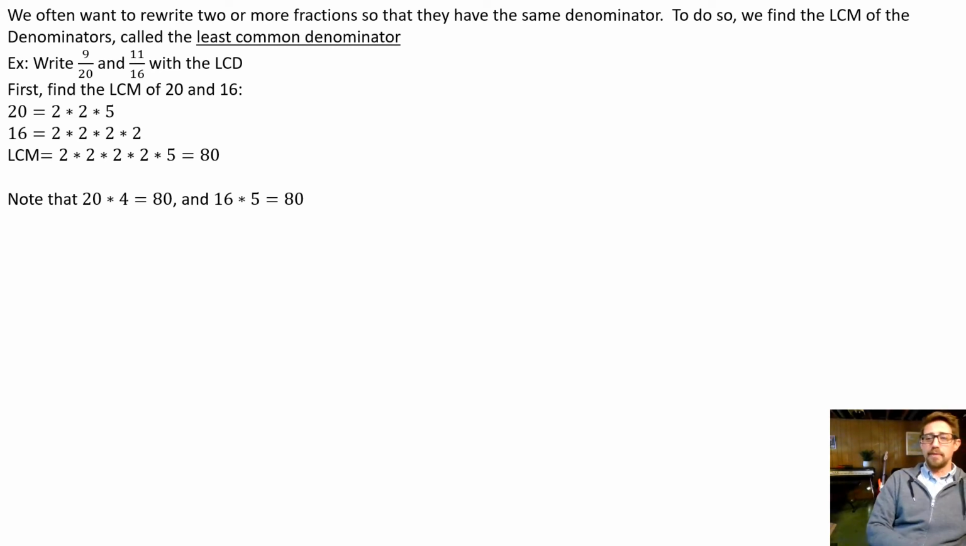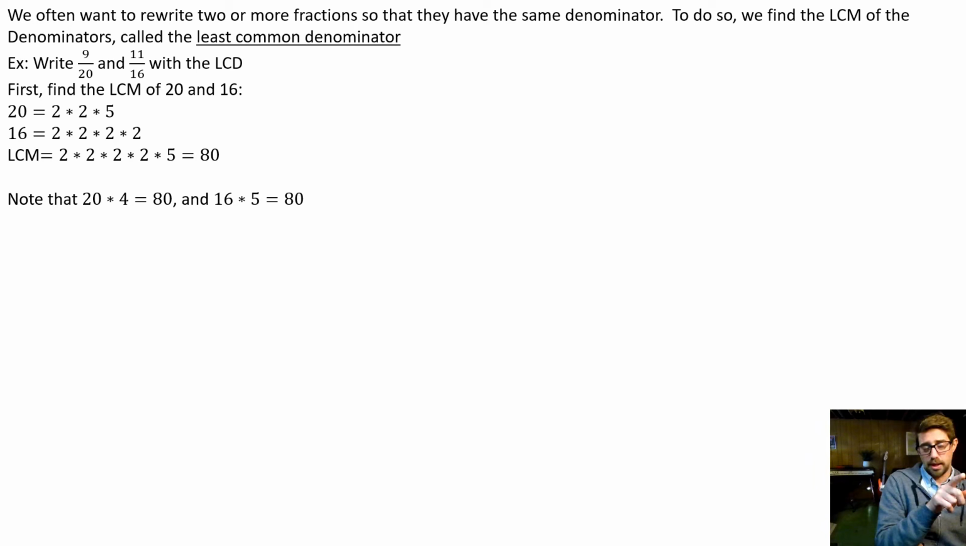All right, and then we have to transform these fractions into having a denominator of 80. So now you got to just do a little, I guess, I don't know if it's mental math or what, but to get from a 20 to an 80, you multiply by 4, because 80 divided by 20 is 4. And to get from a 16 to an 80, you have to multiply by 5, because 80 divided by 16 is 5. So we're going to have to do a different move to each of these fractions.